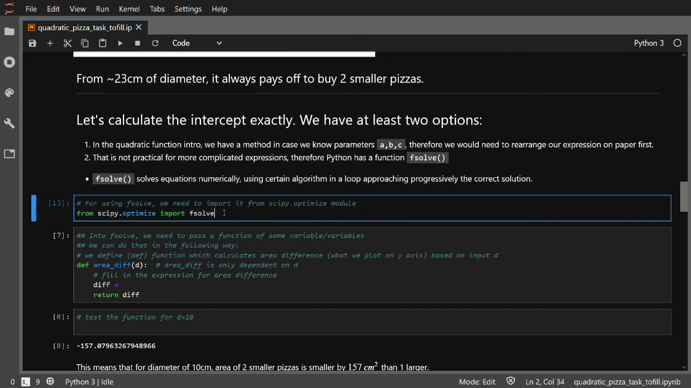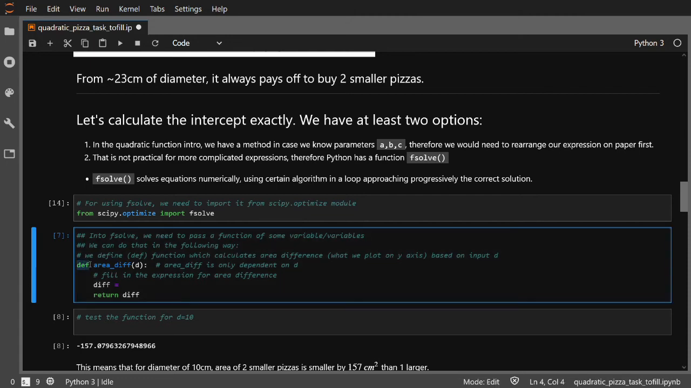Before using fsolve, we need to import it from the scientific Python package module optimize. We run the cell, and as an input, fsolve needs another Pythonic function, which we are going to define by the command def. Now think about a mathematical function. It has a name, in our case area_diff, and it takes an independent variable as an input, which is our diameter. Then it does some operations, and after that returns some functional values, which here I called variable diff.